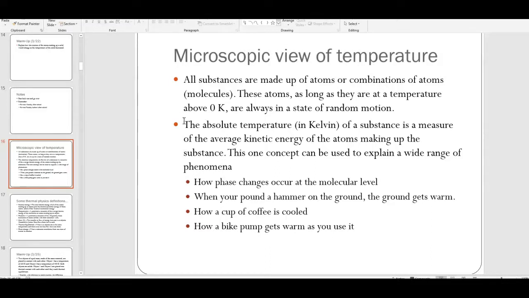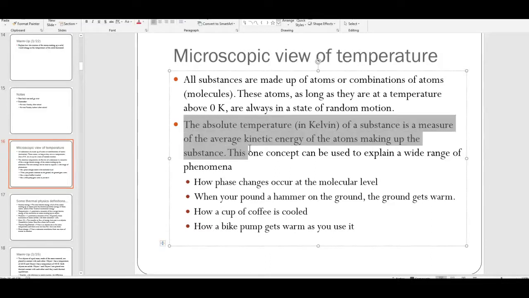Here is the definition of temperature. I do want to remind you that definitions are important. The absolute temperature of a substance is a measure of the average kinetic energy of the atoms making up the substance. Please don't forget the word atoms or particles, okay? But I would prefer atoms or molecules. A lot of people always remember the kinetic energy part, but not the atoms part. So please make sure that you include that.